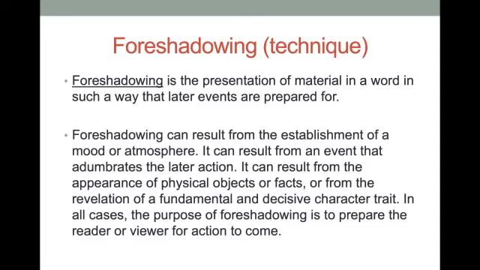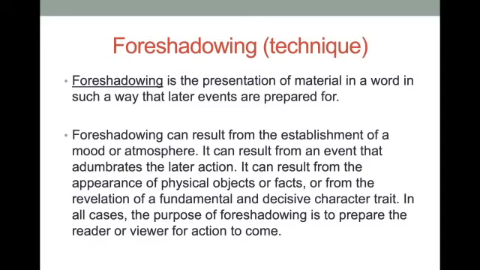Another technique we use in fiction is foreshadowing. Foreshadowing is the presentation of material in a work in such a way that later events are prepared for. Foreshadowing can result from the establishment of a mood or atmosphere. If you start off with a setting that is dark and gloomy, there might be foreshadowing that something bad might happen. If you start off with a setting in the future and you're looking at technology that looks unfamiliar, you might be foreshadowing that we are starting off in science fiction. So a lot of times foreshadowing results from the establishment of mood or atmosphere.